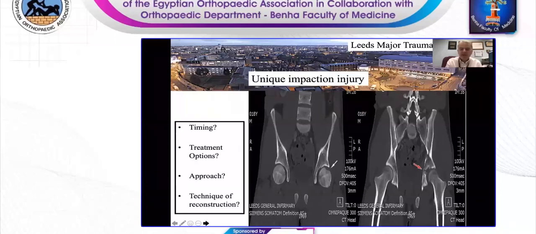So we've got now this unique injury with a central impaction of the acetabulum, a fracture to the posterior column, but as you can see, there is no fracture to the posterior wall. And the question is how we should manage this case, what should be the approach, what should be the technique of reconstruction.